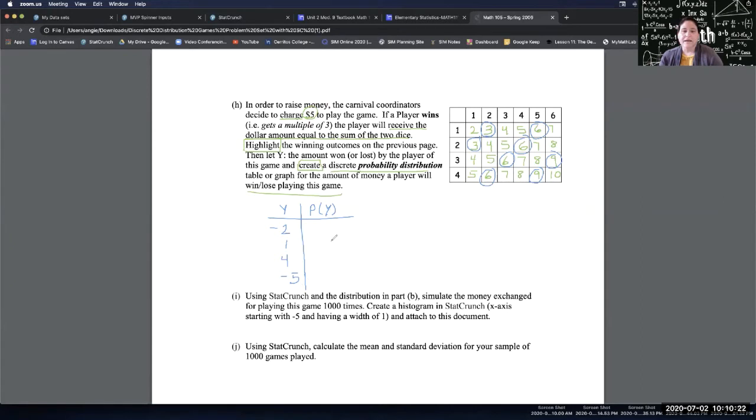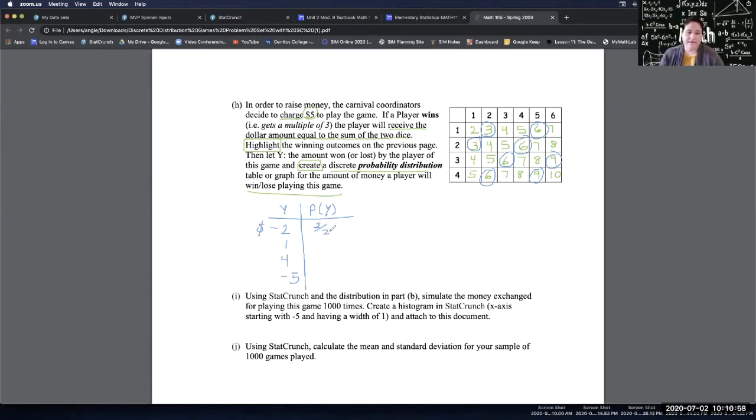Okay. And now what are the probabilities? So the -2, losing $2. I'm going to make sure this is dollars. We know that the $2 would be I rolled a 3. What's the probability of rolling a 3? How many ways can I roll a 3? 2 out of 24. 2 out of all the 24 ways.